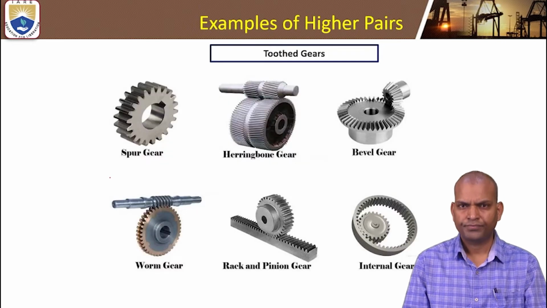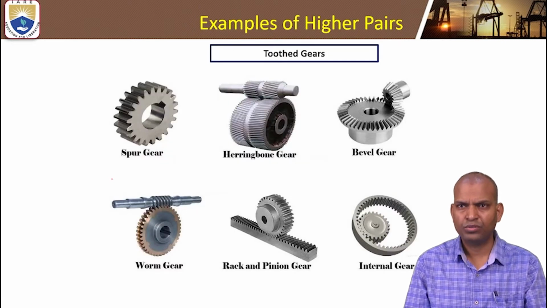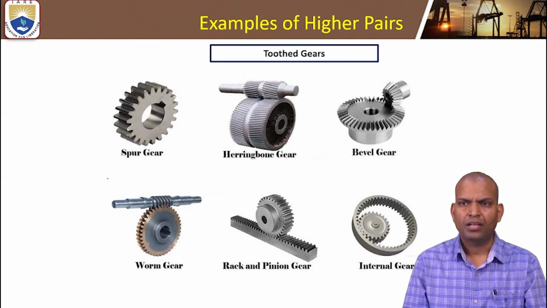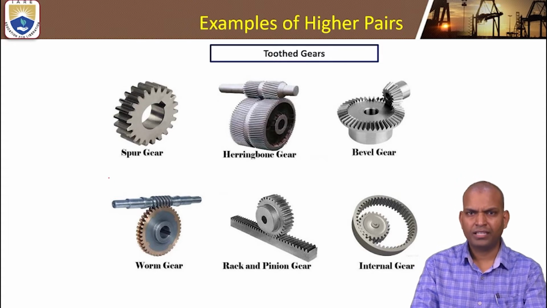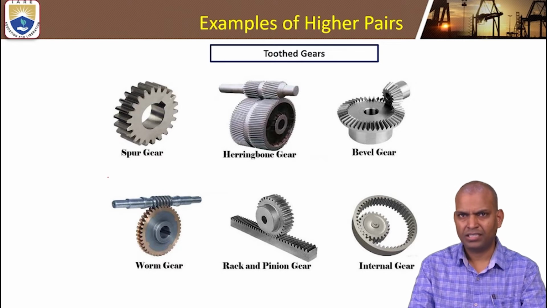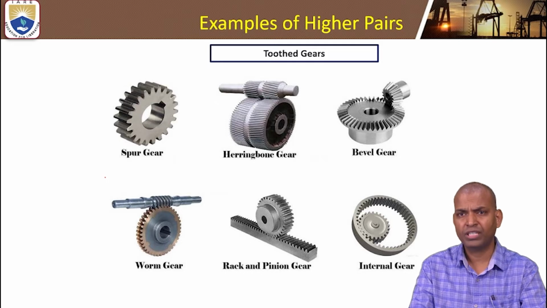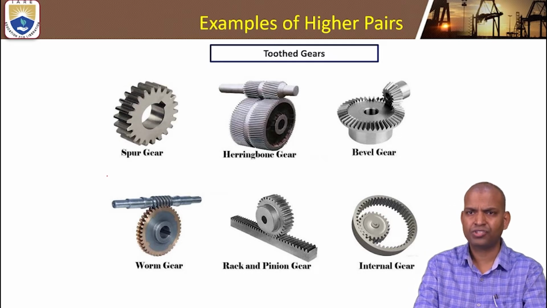So let us see the contact between two gears, like the spur gear. The spur gear has teeth, and based on the geometry of the teeth, the gears are classified into 6 categories: spur gear, herringbone gear, bevel gear, worm gear, rack and pinion gear, and internal gear. Here in the spur gear we can see the teeth geometry, and in the case of herringbone gears, you can see the teeth are inclined, not straight.